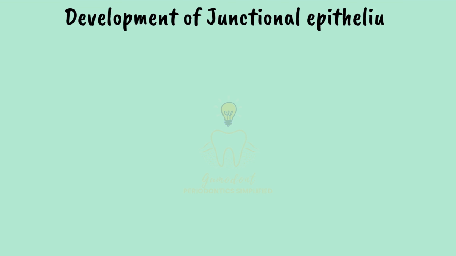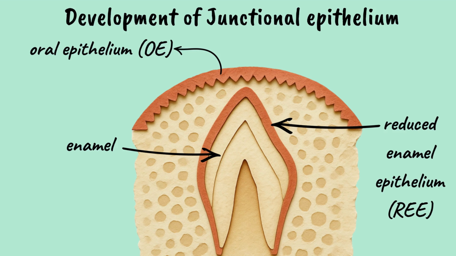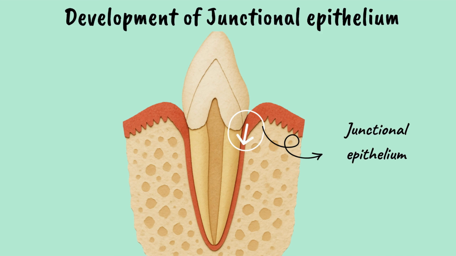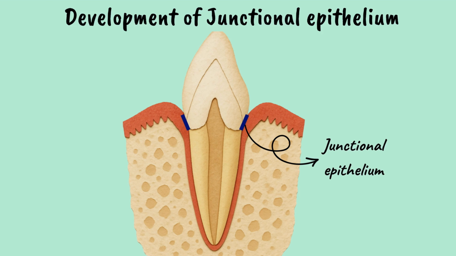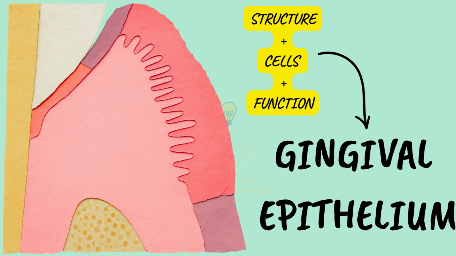Now the final question: how does this unique epithelium actually form? After enamel formation, the tooth is covered by reduced enamel epithelium. During eruption, this reduced enamel epithelium fuses with oral epithelium, forming the junctional epithelium. The epithelium then migrates apically and a space is formed, forming the gingival sulcus. In a fully erupted tooth, the junctional epithelium maintains attachment to the tooth, and that's how structure, cells, and function come together to form the gingival epithelium.